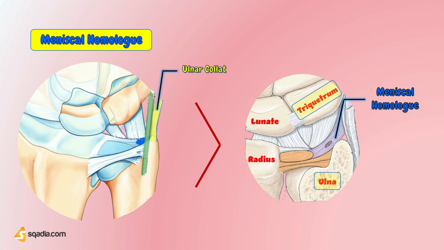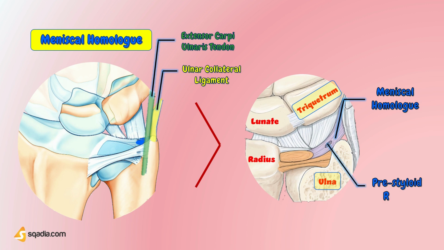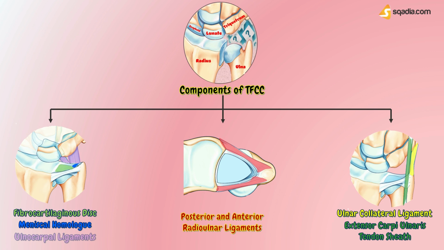It becomes almost indistinguishable from the ulnar collateral ligament and extensor carpi ulnaris tendon. It creates a smooth arc that fills the distal ulnocarpal gap, creating a small synovial space between itself and the triangular fibrocartilage disc proper, called the prestyloid recess. Next up is the ulnocarpal ligaments, but let's first talk about the radioulnar ligaments that I mentioned before.